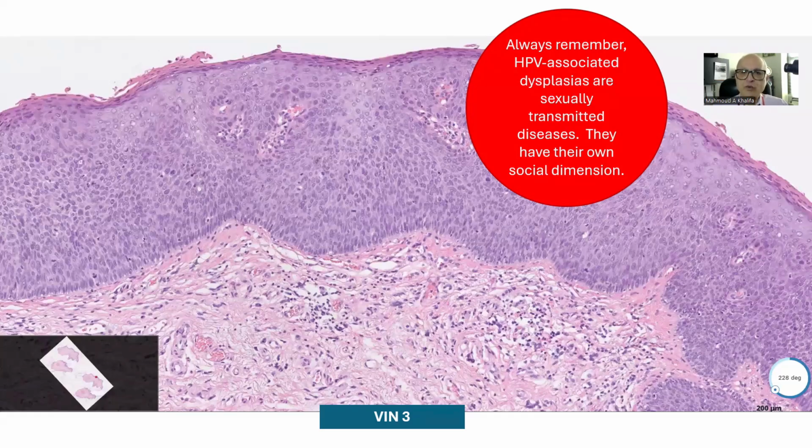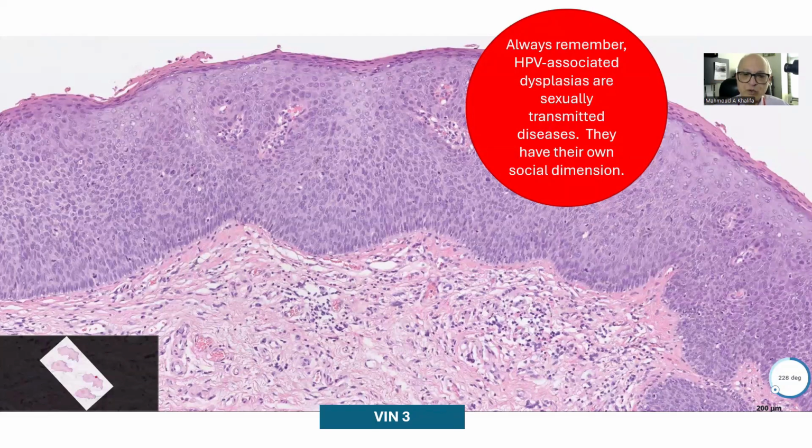And that is a sexually transmitted disease. So when we make a diagnosis of VIN or CIN, we are telling the patient that she has a sexually transmitted disease. And this is heavy. This is really, really important. And I have seen this diagnosis break patients. This diagnosis can break a patient, can break families.